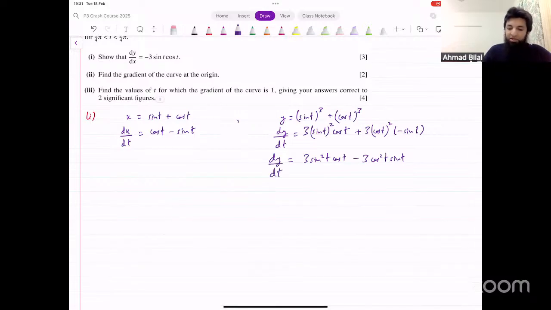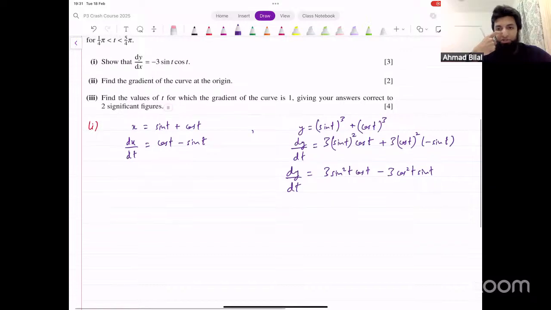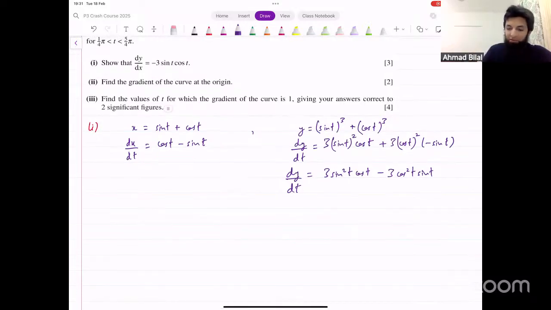So we differentiated both of those equations separately. Now we can find dy over dx using the chain rule. Dy over dx, what is that going to equal? It's going to be a product of two fractions. In the first fraction in the numerator, we would have dy. In the second fraction in the denominator, we would have dx. And then in the remaining two places, we have dt and dt.